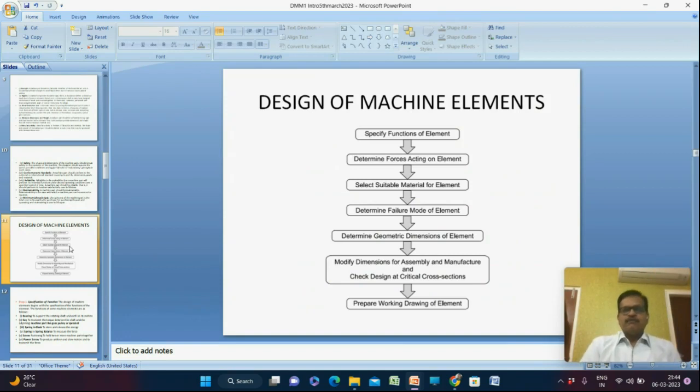Next, design of machine elements. Here in the flow chart, the first thing is we are going to specify the functions of the element. Next, we are going to determine what are the forces acting on it and select the suitable material for the element. We are going to determine the failure mode. Depending upon the failure mode, we are going to find out the dimensions of the member in order to prevent that failure, and then assembly, manufacture, the dimensions are modified, and checking the design at critical cross sections, and finally preparing the working drawing of the element.